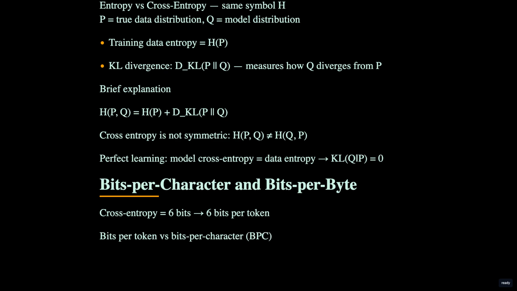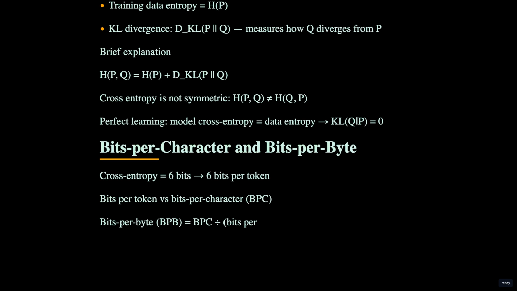Different models tokenize text differently. Some use words, others use characters, so a bits per token number isn't comparable across models. To compare across tokenizations, we use bits per character, BPC: divide bits per token by the average characters per token. For example, 6 bits per token with 2 characters per token gives BPC equals 6 divided by 2, which is equal to 3. Different character encodings make BPC hard to compare.